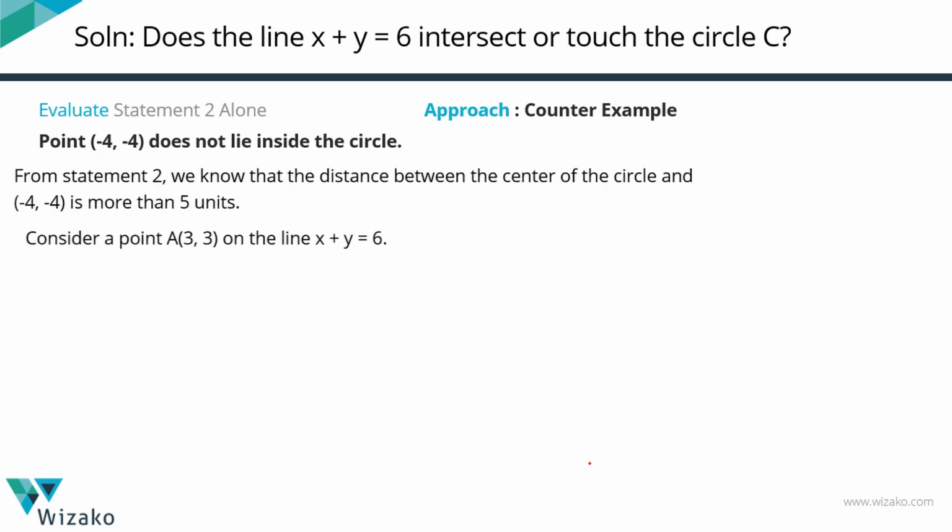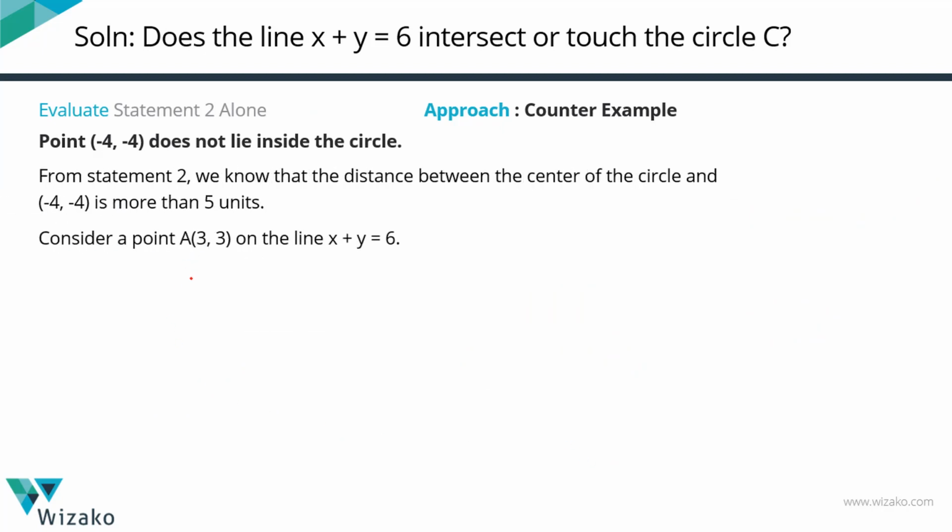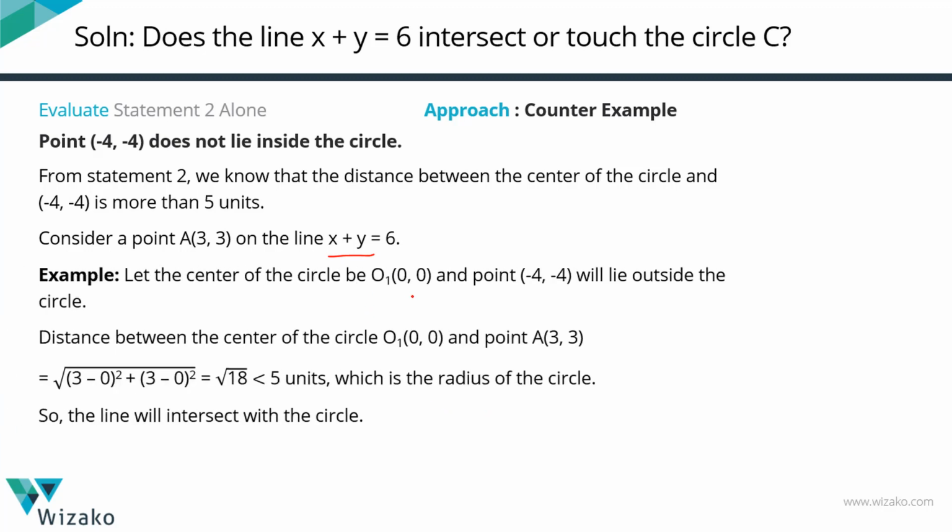Let's summarize it in a printed form. Again, I'm using the alternative approach here. I'm taking this point (3, 3) on the line. This will definitely lie on the line because it satisfies this equation. And I'm taking the center of the circle to be at (0, 0).